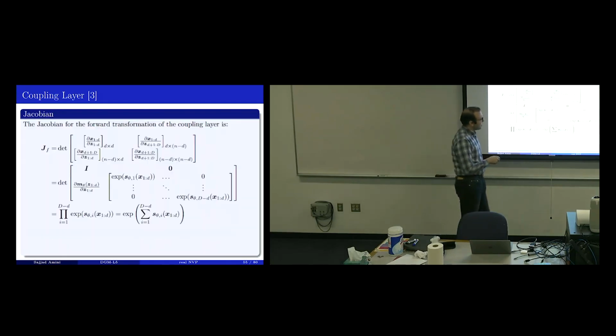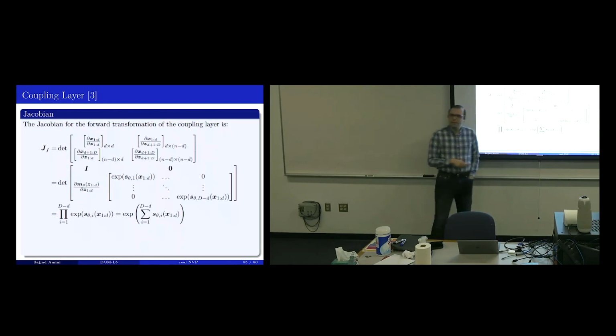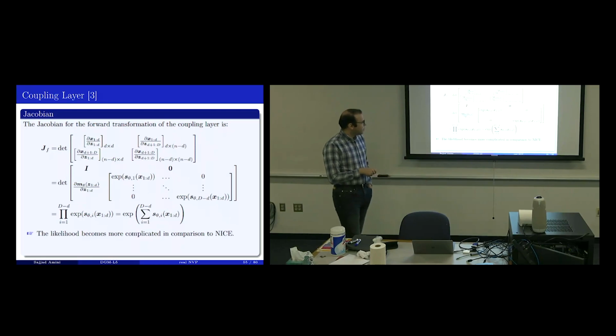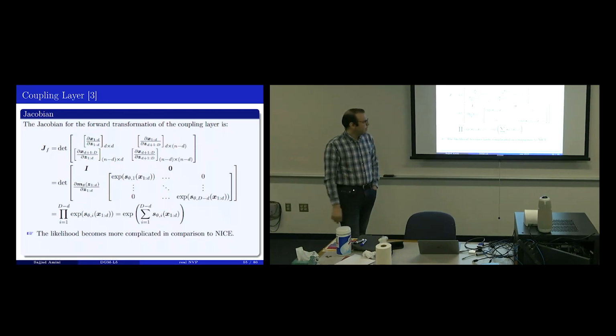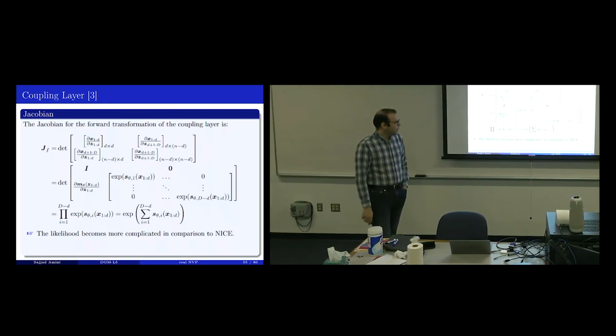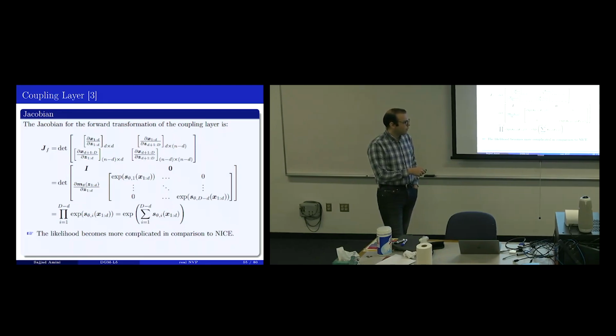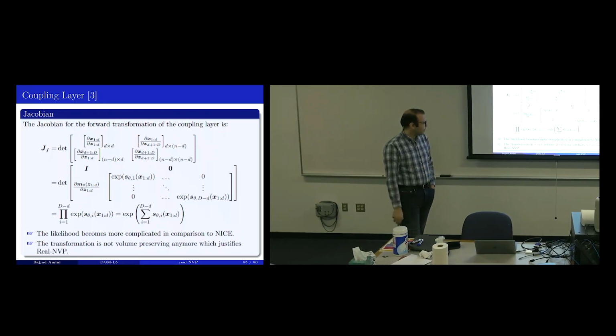So this term is added to your loss function. Any question? The likelihood becomes more complicated in comparison to NICE, because in NICE it was 1 and you can easily omit it from the optimization problem, but here you have something which is dependent on your model parameters, your transformation parameters.